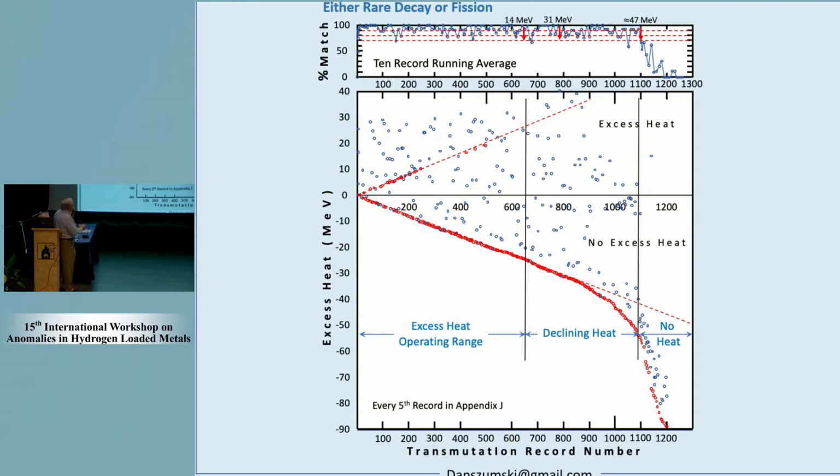And the reason it's falling apart is that's where Miley's experiment ended. And any calculations that I'm making beyond that are garbage. They won't match anything that Miley did. There's 3 regions on this plot. There's the excess heat operating range, where most of what's happening is producing positive excess heat rather than negative excess heat. Then there is the declining heat range, where the excess heat is tailing off and we're getting more of the negative excess heat. And finally, there is the no heat range, which is where we don't want to operate.